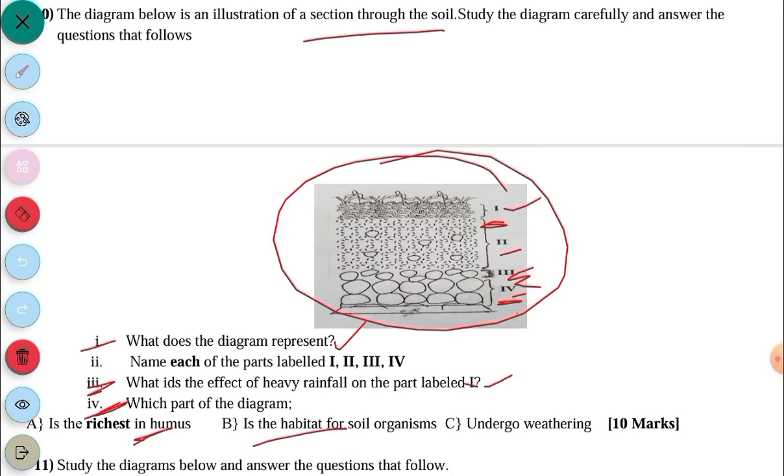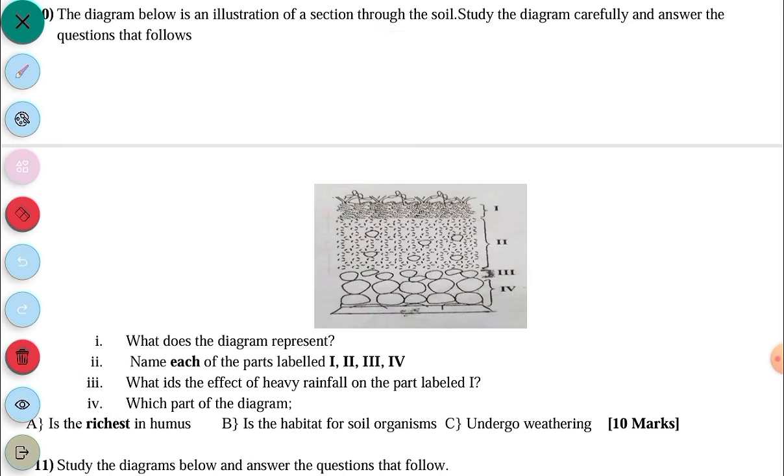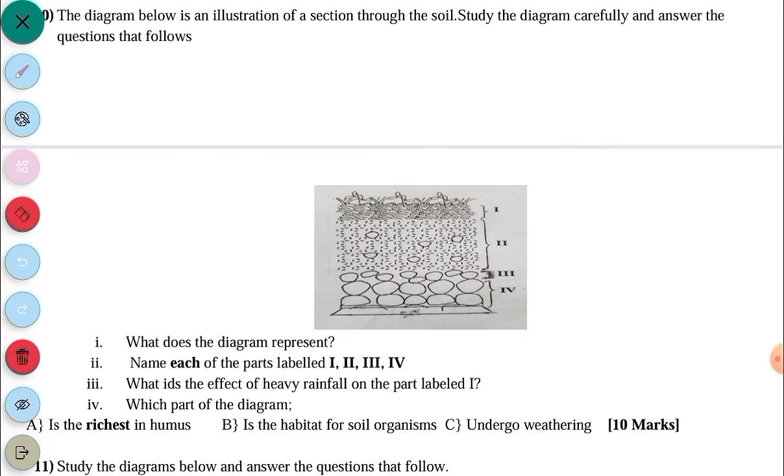Which is the habitat of soil organisms? It's the same I, which is the topsoil. Then which one undergoes weathering? The one that undergoes weathering is the parent material, which is the III.